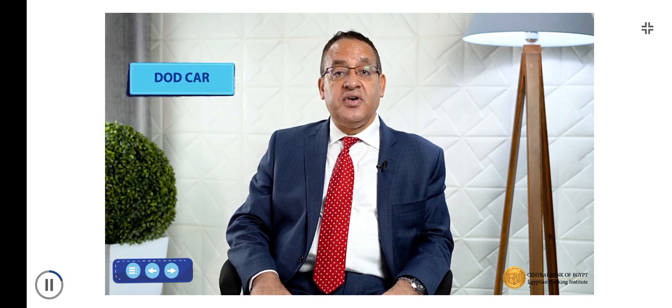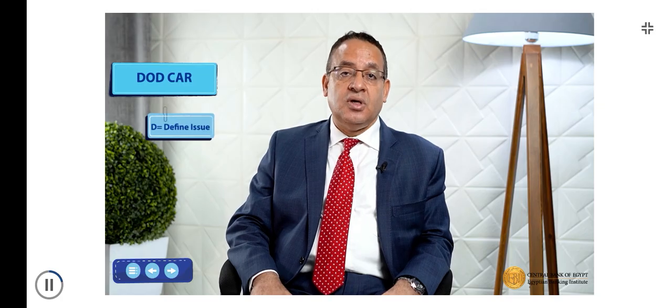In order to summarize the research process, we have a very nice British model. It's called DOT-CAR. The first D means define the issue. I have to know what is the reason behind this market research. The second letter is objectives. So I have to set the objectives of the market or marketing research. The third letter is D, which is how to design the right market research. Then C, which is collection of data.